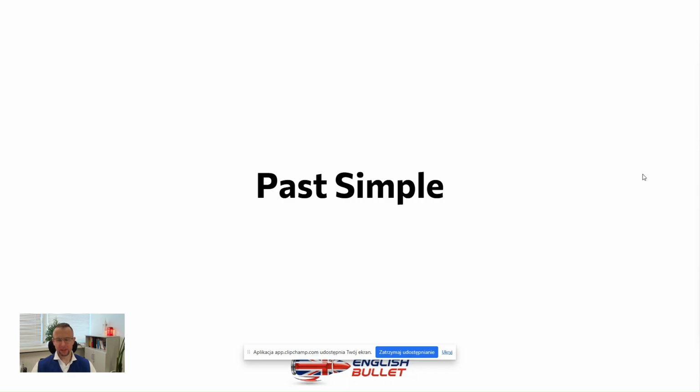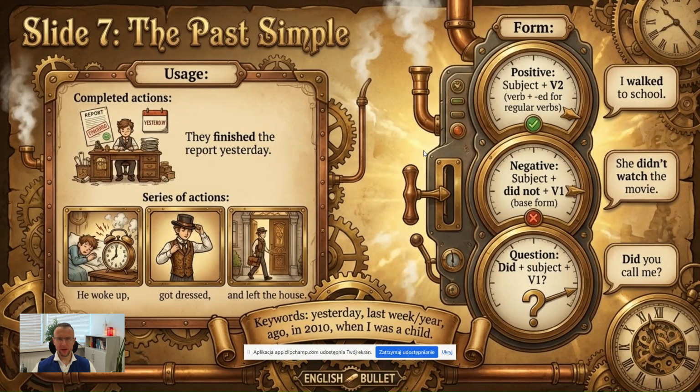Then we have the tenses that concern the past. That's something that already happened, it's closed, it's in the past. The most common one is past simple. We use past simple when we talk about completed actions. Something that happened, it's over, it's gone. They finished the report yesterday. So it was yesterday, they finished the report, it's gone, it's done.